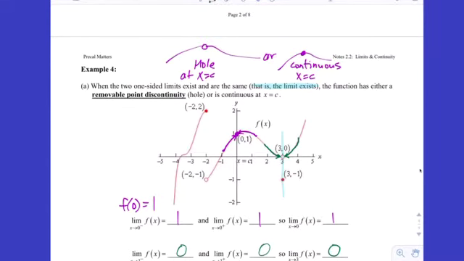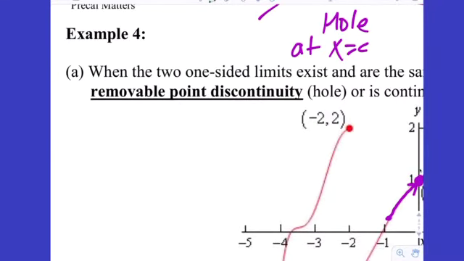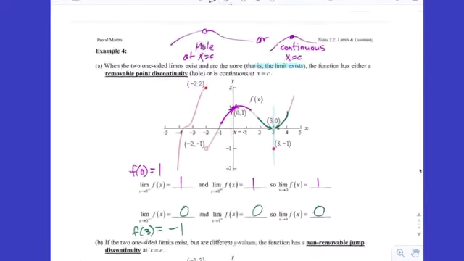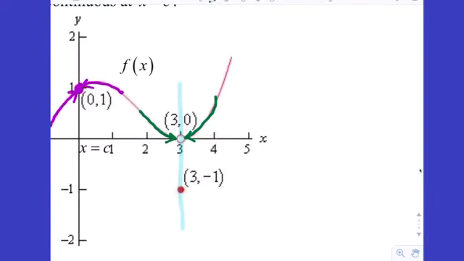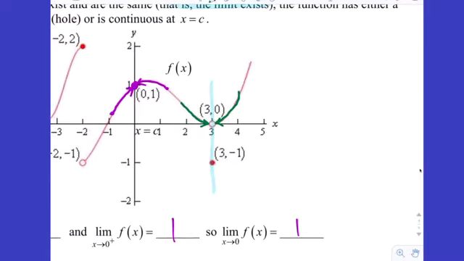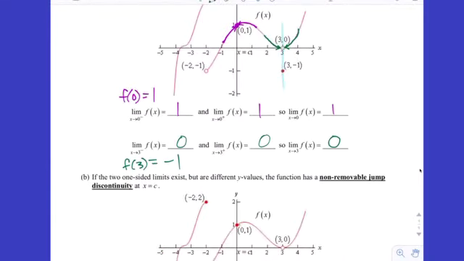And how do we define this one? When the limit from the left equals the limit from the right, and either the function value doesn't exist, or it exists and is at a different place, then you're going to have a hole at that point. The y value of the limit is the y value of the hole.